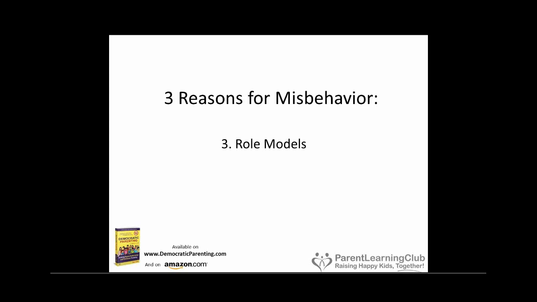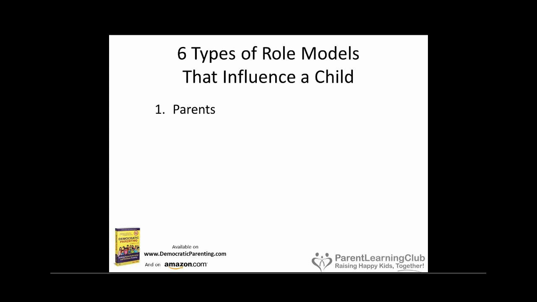Now, the primary role models for children are parents. Okay, and here we have, I'm going to go through 6 different types of role models that influence a child nowadays. We have the parents, those are the primary role models. And with that, we can see just what a huge responsibility we all have as parents, knowing that we are the primary role model for our kids.